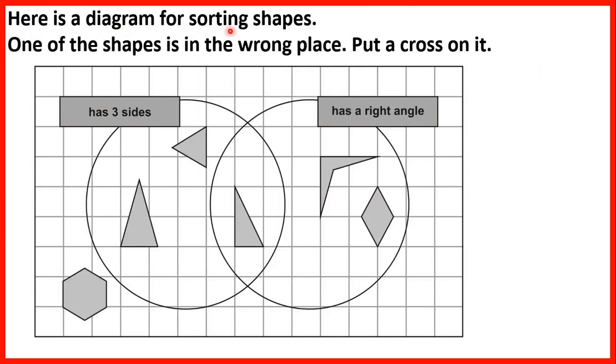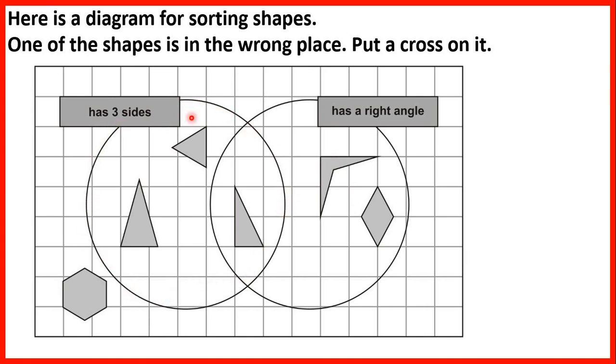Here is a diagram for sorting shapes. One of the shapes is in the wrong place. Put a cross on it. So we have circles for has 3 sides and has a right angle. So we can see that all of the shapes within this circle have 3 sides, and all of the shapes outside the circle, so this hexagon and these 2 quadrilaterals, these 2 4-sided shapes, are outside the circle for has 3 sides.